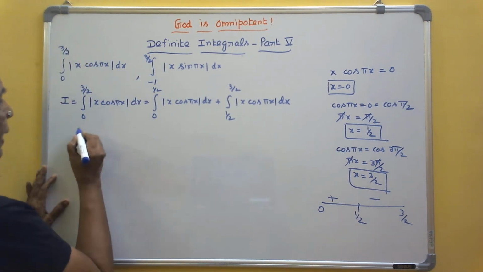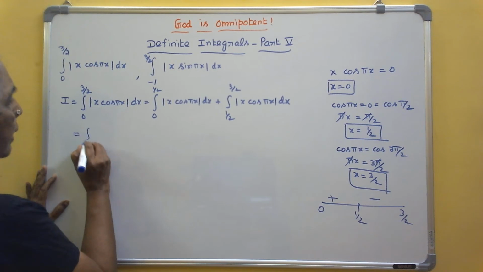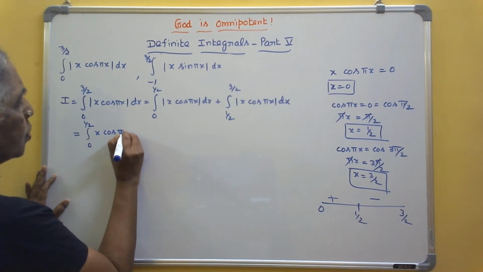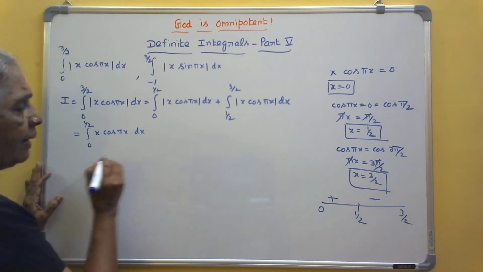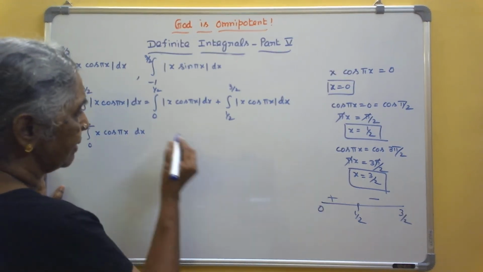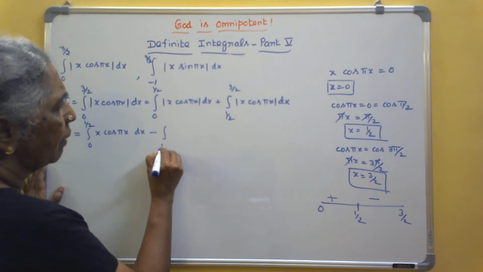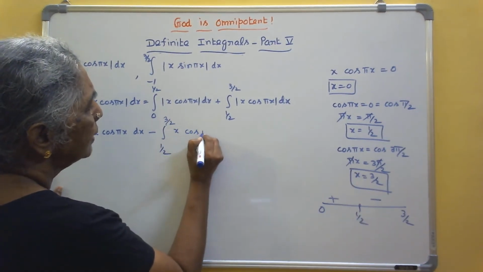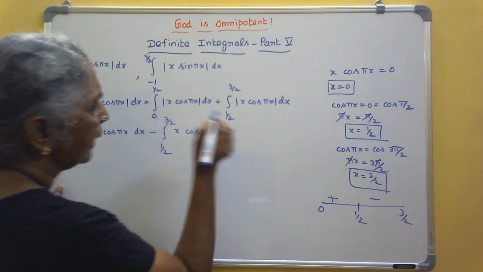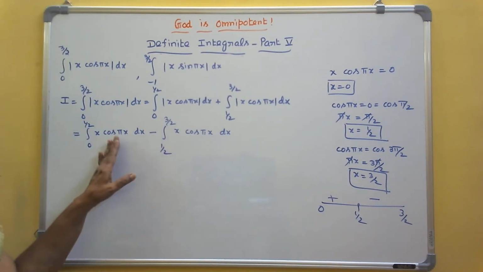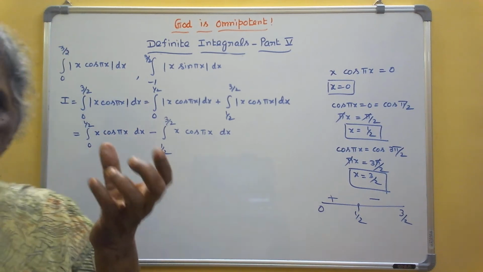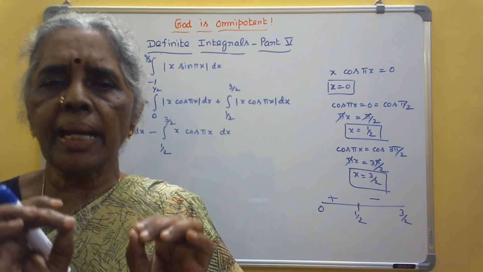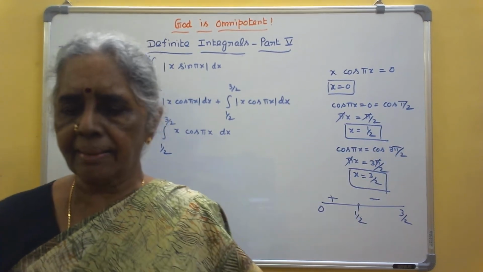So now I will be getting this is equal to integral 0 to half. You will get a positive 1, that is x cos pi x dx, right? Then for the second interval it is negative. I take the negative outside. I will write half to 3 by 2 x cos pi x dx. So in both the integrals, the integrand is the same. Only the limits differ. We have got x cos pi x as the integrand.